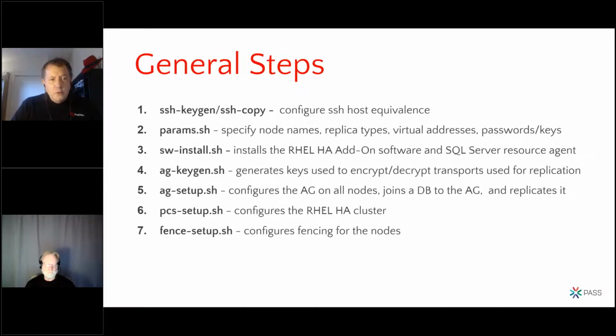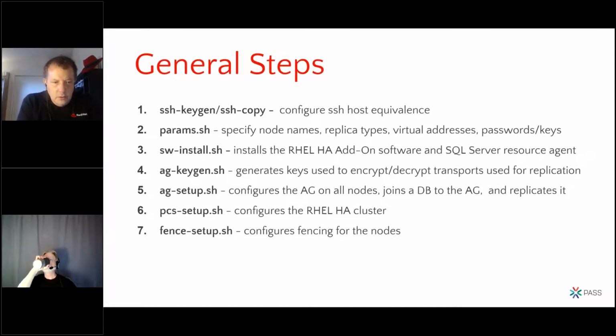So the first file we're going to look at will be params.sh, which allows you to specify the node names, the replica types, the virtual addresses, the passwords and keys you're going to use in your cluster. The second tool will be a software install. I'm actually not going to run that today because I'm sitting behind my DMZ, but I have run it before we did the demo. And then we will generate keys that will be used to encrypt and decrypt the transports that are used for SQL replication.